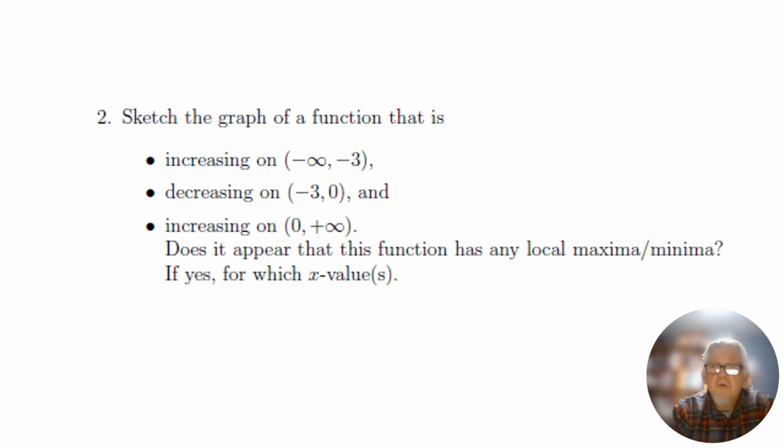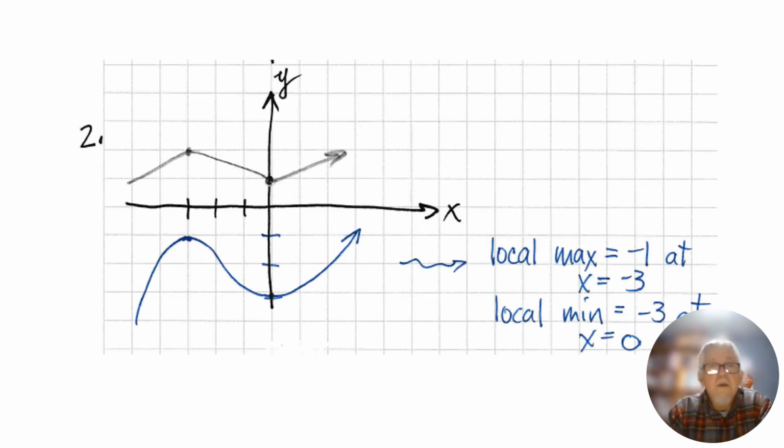A maximum on a graph looks like a peak, and a minimum looks like a valley. And here we have 2 examples: increasing for all x values up to -3. Again, this blue one, the graph is rising from left to right. Decreasing from x equals -3 to x equals 0, so coming back down, going down, and then increasing on the open interval 0 to +infinity, and then the arrow suggests it continues in this fashion.